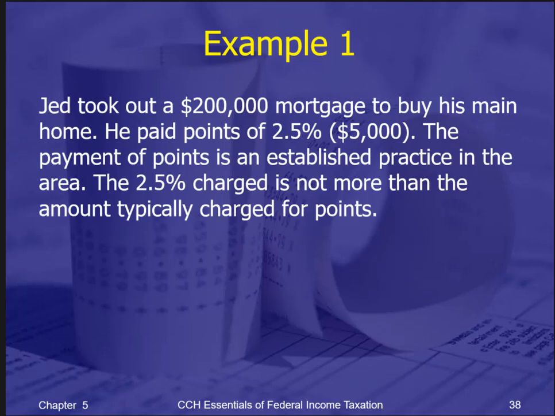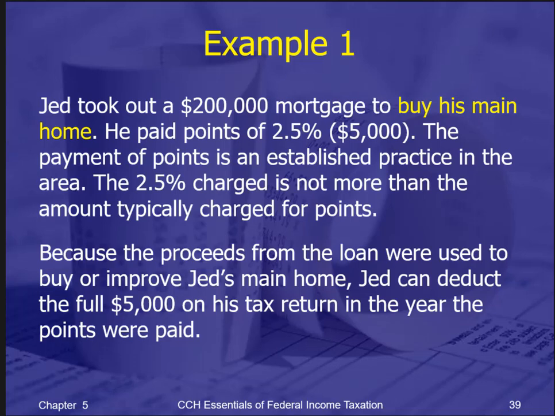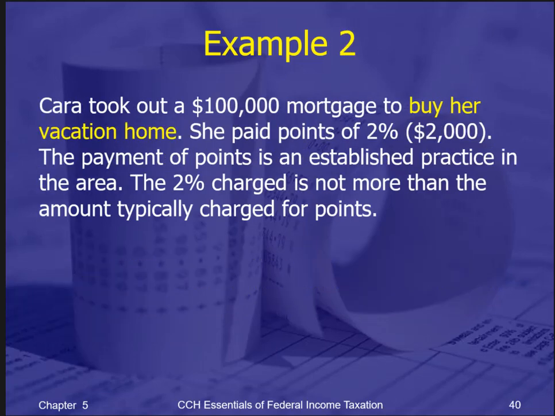So this is the example. The other 2 things that have to be in place: it has to be an established practice, and it is almost everywhere in the country, and you're not doing an extraordinary amount, more than most anybody else does. Then you can deduct it all at once. And that's what this is, because he used the proceeds to improve his main home.